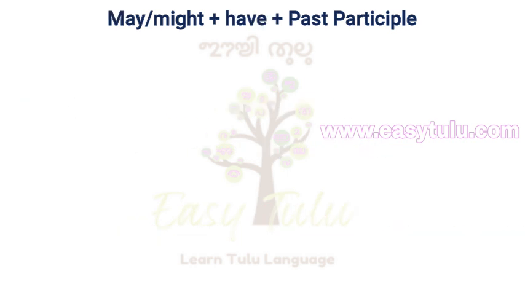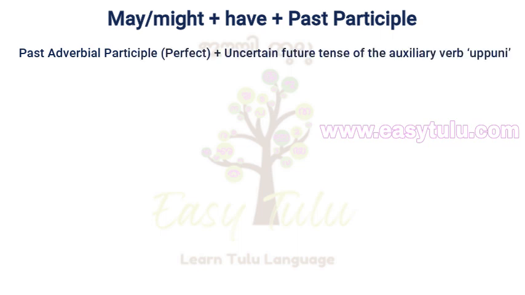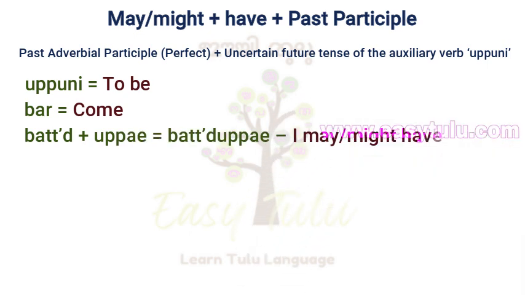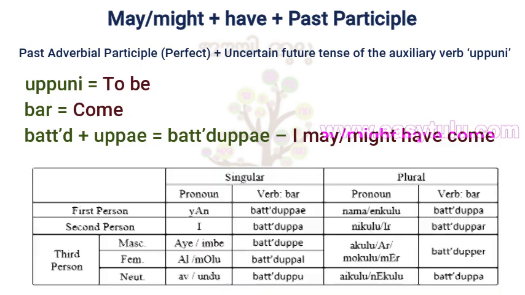To form the may or might have structure, we have to add the uncertain future tense verb form of the auxiliary verb uppuni to the past adverbial participle. Past adverbial participle plus uncertain future tense of the auxiliary verb uppuni. Uppuni means be. Example, baru means come. Batadu is the past adverbial participle. Batadu plus uppe, bataduppe means I may have come or I might have come.